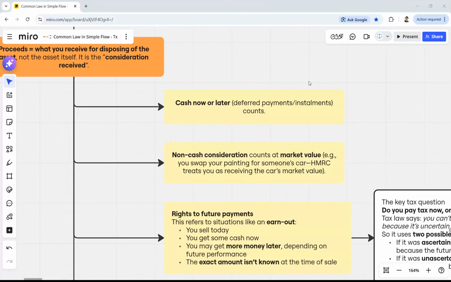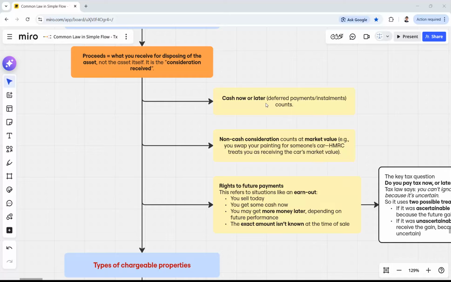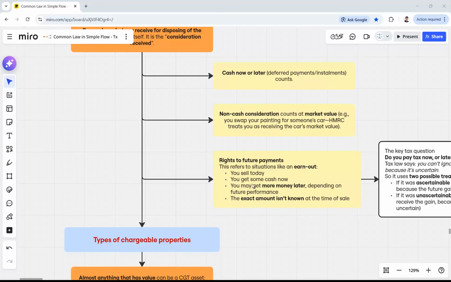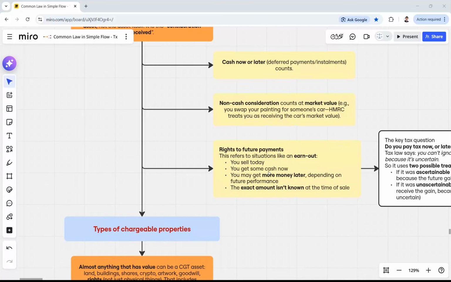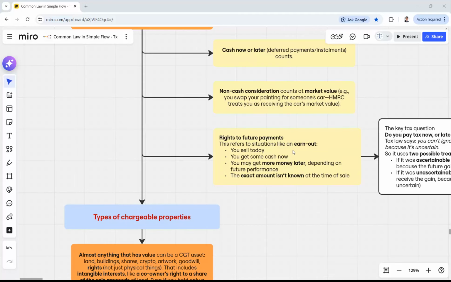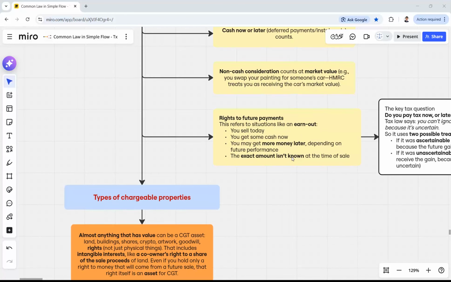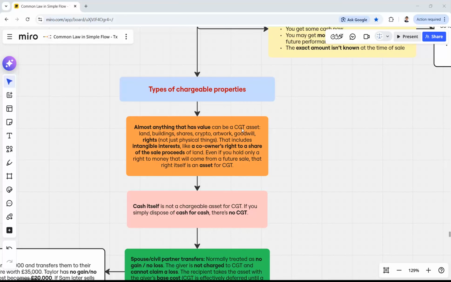Just once again, you are getting cash now or later. You are getting non-cash consideration, for example, a car. When you are swapping your house for a car, then you are considering the market values of that, and rights to future payments, which come with an earn out, when you will get extra money in the future. So you are paid both now and you will be paid in the future as well.